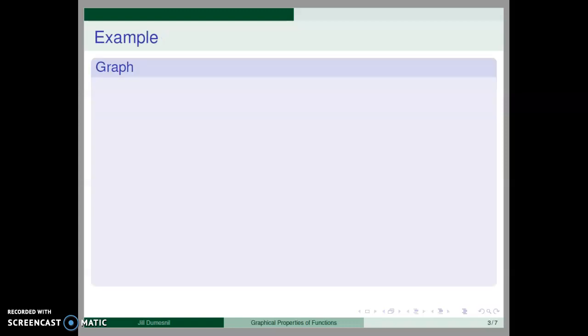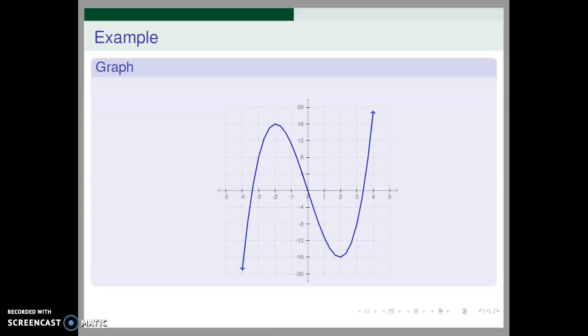Consider the given graph. We can identify the intercepts by locating where the graph intersects an axis. In this case, we have 3 x-intercepts, and the origin is also the y-intercept.